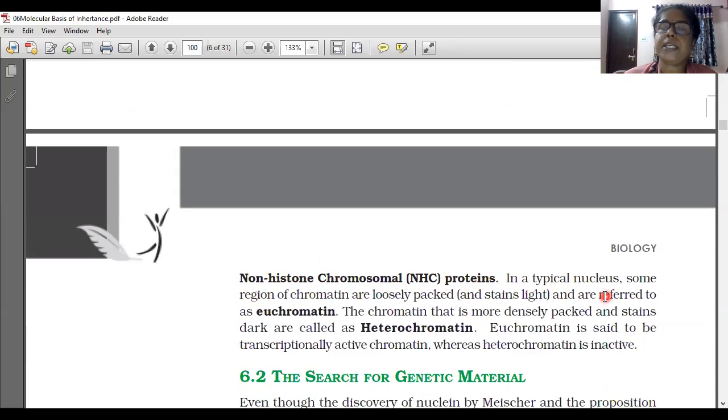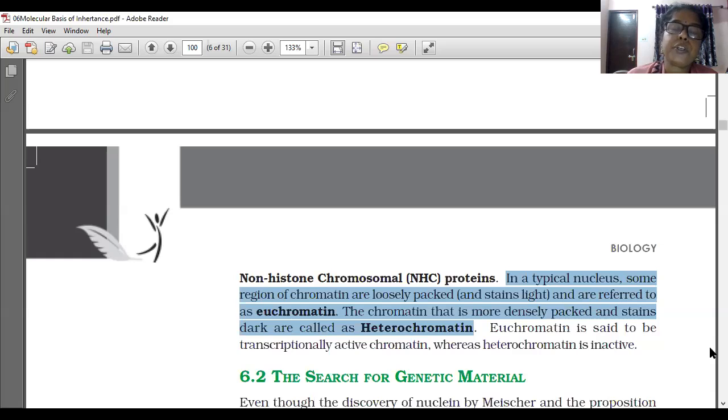In a typical nucleus, some regions of chromatin are loosely packed and are referred to as euchromatin. And chromatin that is more densely packed and stained dark is called heterochromatin. So what is the difference between euchromatin and heterochromatin? Euchromatin is loosely packed, and heterochromatin is densely packed and stained dark.